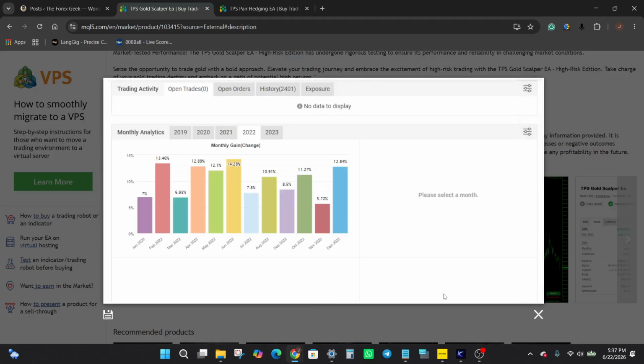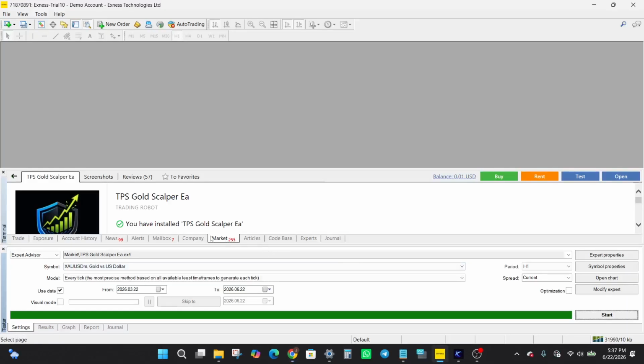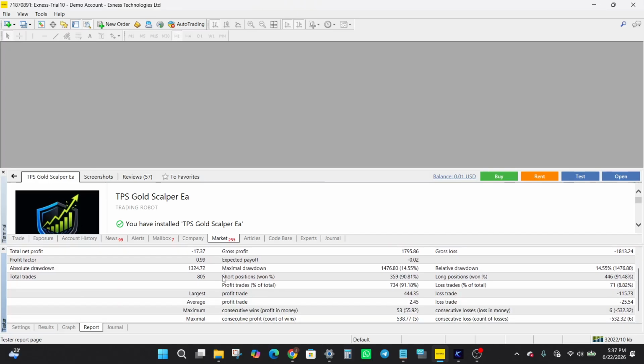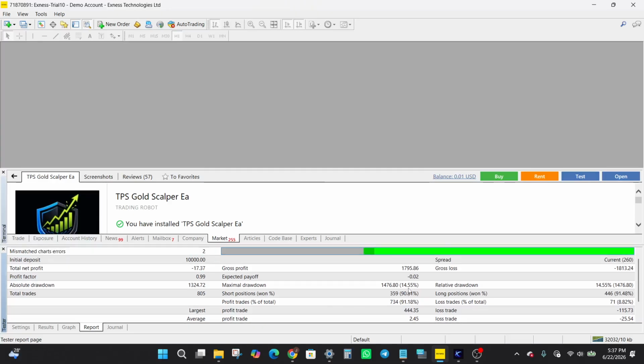So let's head over to our strategy tester. We are testing the TPS Gold Scalper EA on XAUUSD on the H1 time frame, and we're using the every tick modeling. I'm testing over the past 3 months, 22nd March to 22nd June 2026. And here from the report, initial deposit was $10,000, total net profit was negative 17.37. 805 trades were taken, out of which 734 were profitable, giving us a 91.18% win rate.